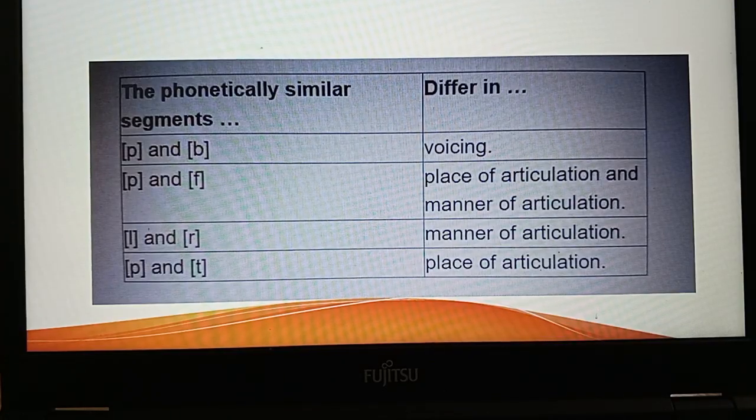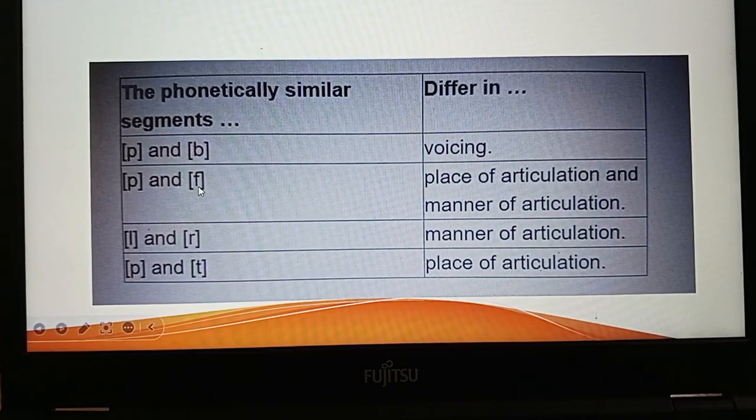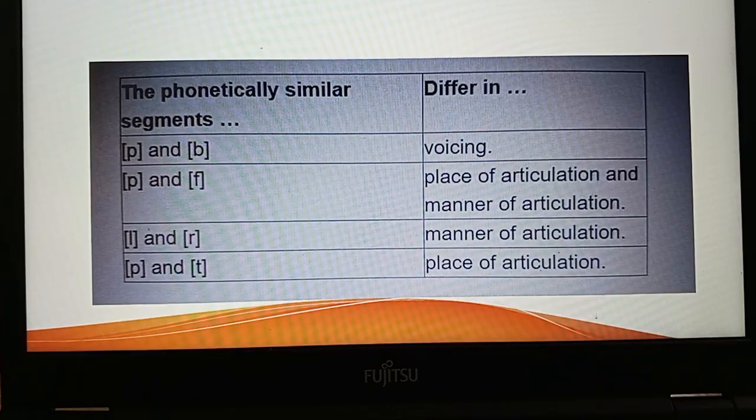For minimal pairs, or phonetically similar segments, you have to be familiar with how they become similar or how they differ from one another. Let's say p and b. They are similar in a way that they are both bilabials, but they differ in what? In voicing. Because the p sound is voiceless while the b sound is voiced. How about the next pair? The sound is voiceless, the other sound is voiceless as well. So they are similar, but they differ on the place of articulation and manner of articulation.